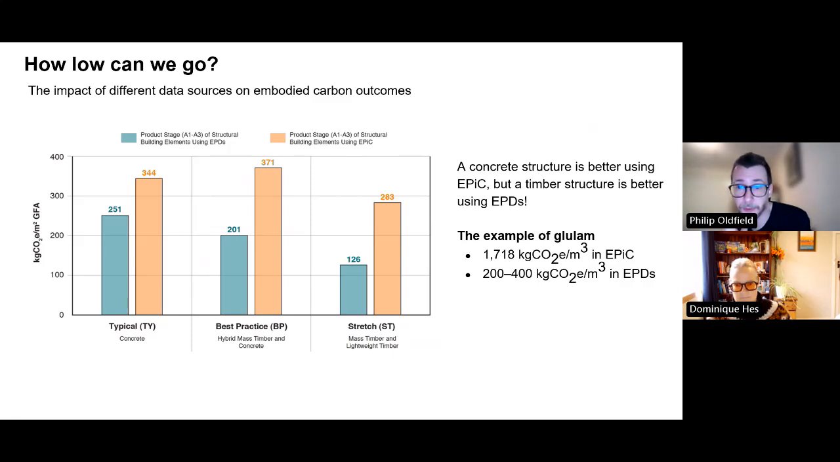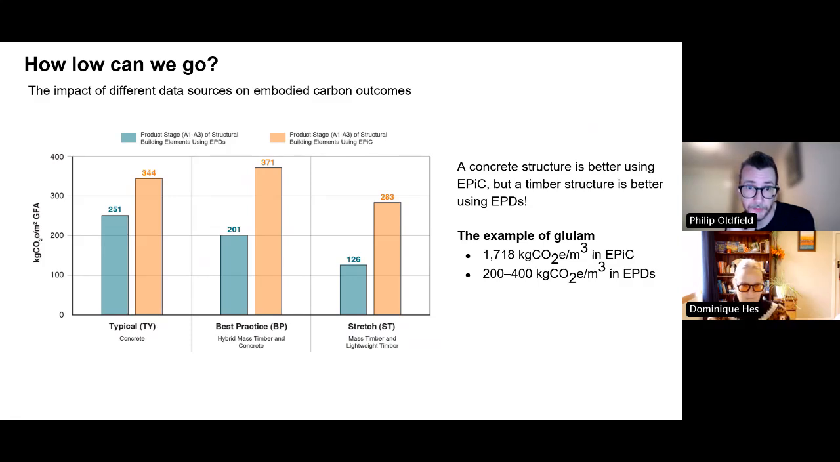And so glulam in EPIC was 1,718 kilograms of CO2 per cubic meter. And with EPDs, it's typically 200 to 400. So a factor of about 8 difference in the embodied carbon of a material, just because of the different way it's measured in these databases. And one of the outcomes we found is the graph on the left is A1 to A3, so just materials and just structure.